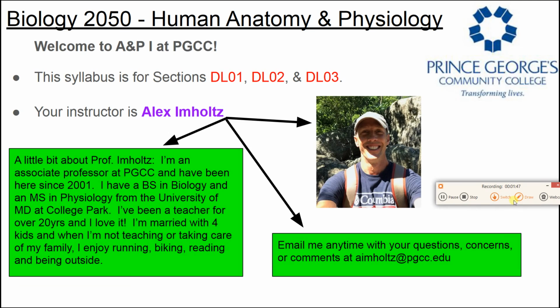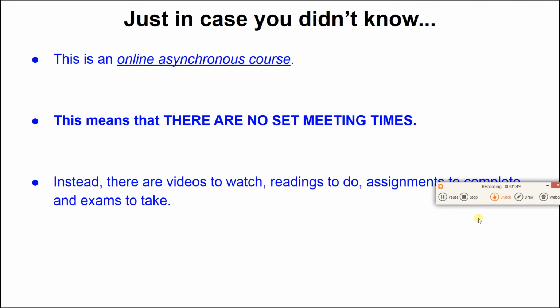So let's keep on going here. I want to point something out. Occasionally people miss this. Just want to make sure we're all on board here. This A&P 1 course you're in is an online asynchronous course. What that means is that there are no set meeting times. There are no times where we get together as a class, like on Zoom or anything like that, and do stuff together at once. There are no meeting times that are set.